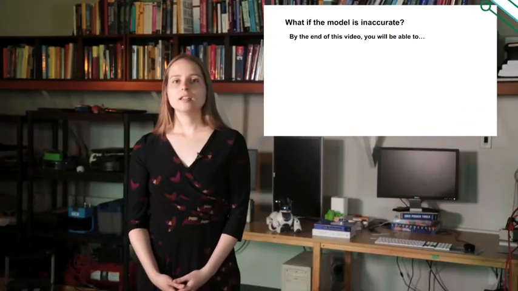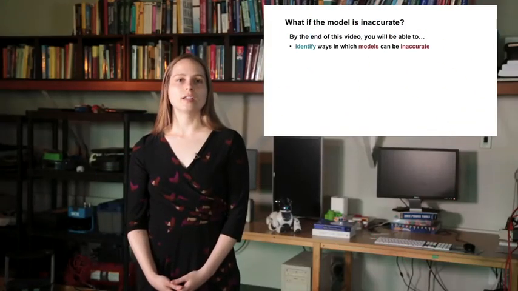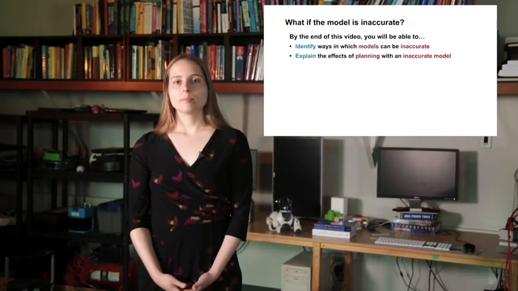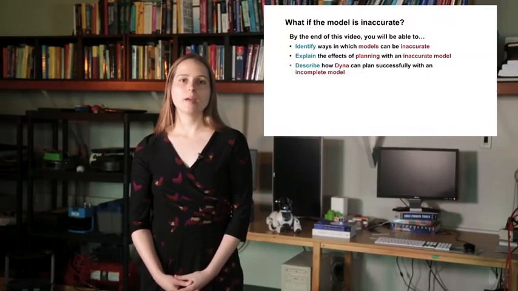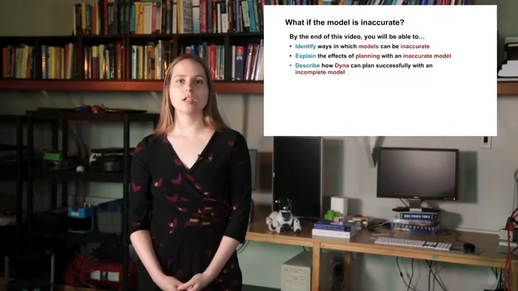So far in the course, we've talked about how agents can improve their policies or value functions by planning with experience generated from a model. But what happens if the agent plans with experience from an inaccurate model? In this video, you will learn how to identify ways in which models can be inaccurate, explain the effects of planning with an inaccurate model, and describe how Dyna-Q can plan successfully with an incomplete model.